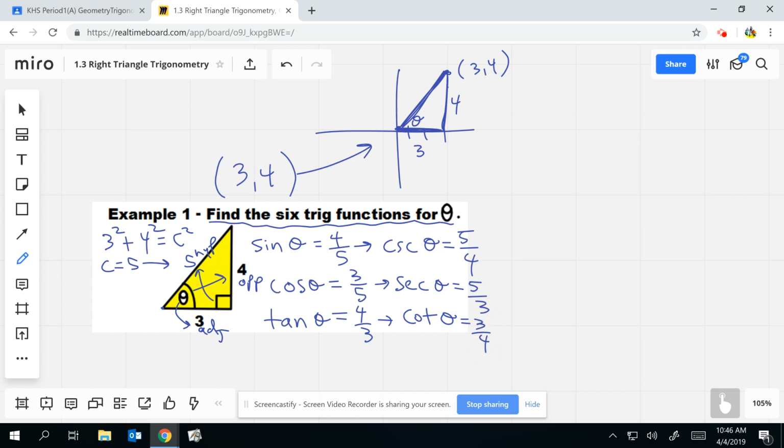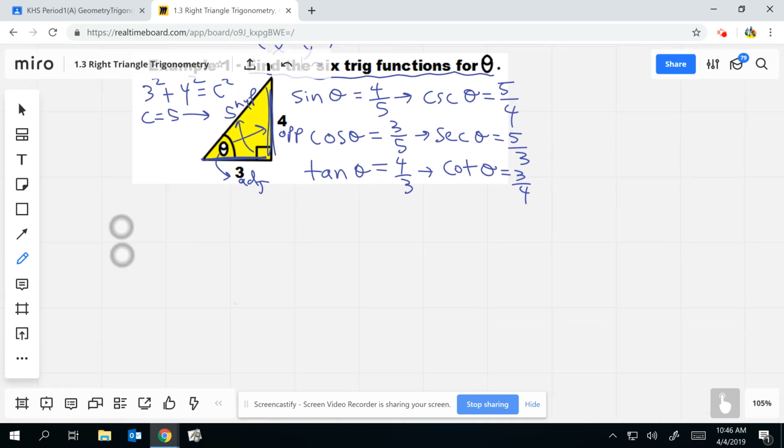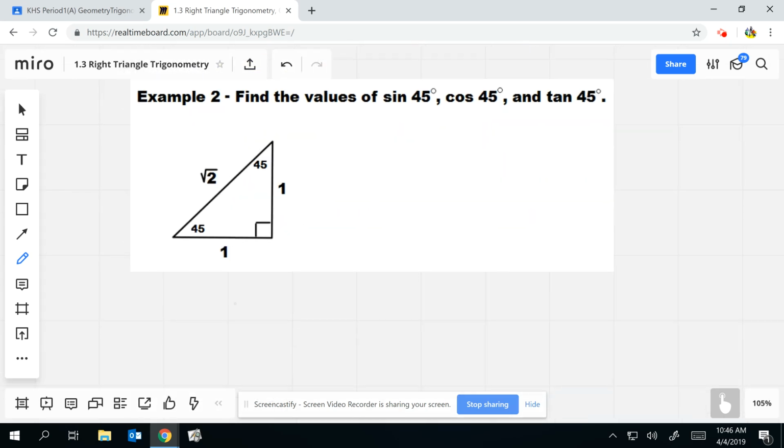If they give you a coordinate, you can draw a triangle, which will then allow you to get the 6 trig functions. Anytime you got a coordinate, you have your x and your y value. You've got the adjacent side and you've got the opposite side of a triangle. Every coordinate gives you those two pieces. Then they want you to slide into reviewing the two special triangles.